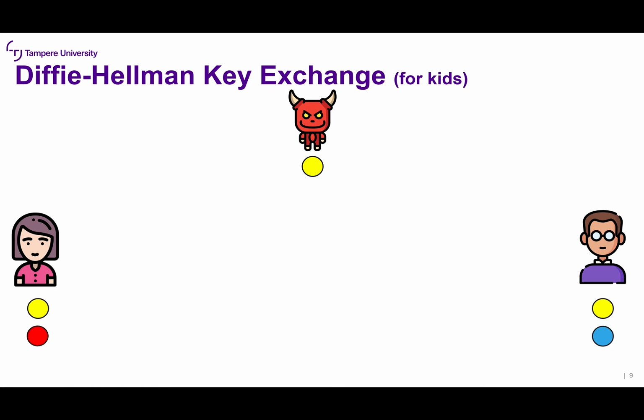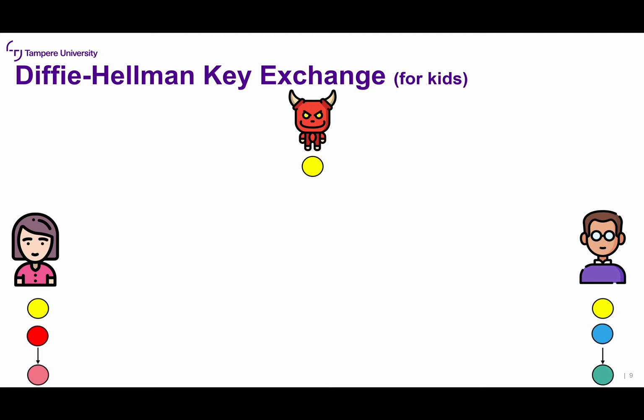and mix them with a public color. Okay, so Alice mixes yellow with red, and this results in a new color, something like purple. And Bob is doing the same on his end, so he's mixing his private color blue with the public color yellow, and he ends up with a masked color, something like green, for our example, right?